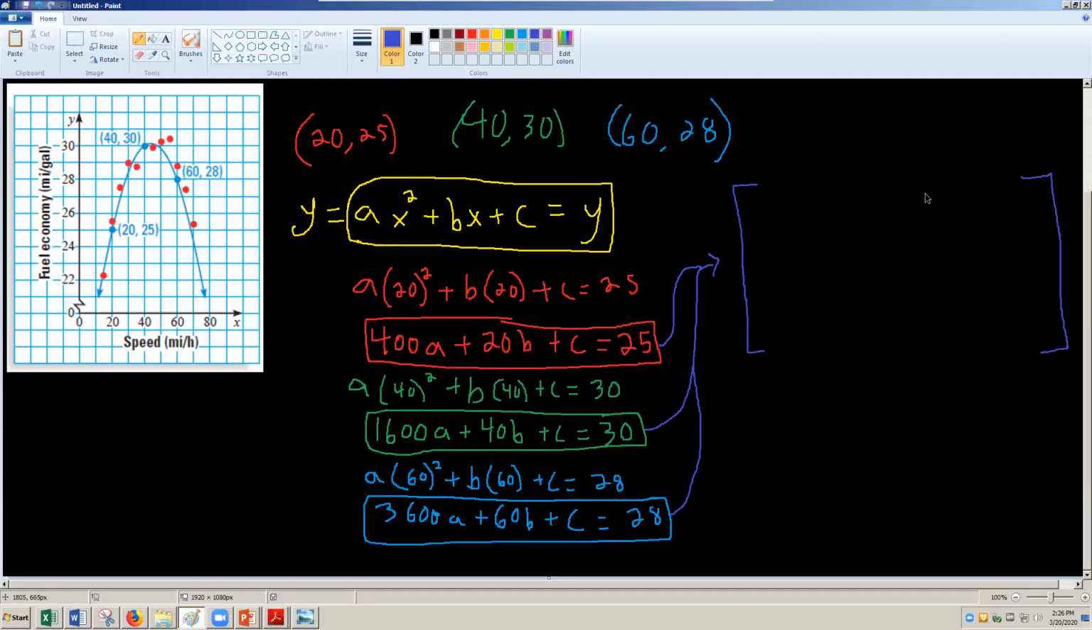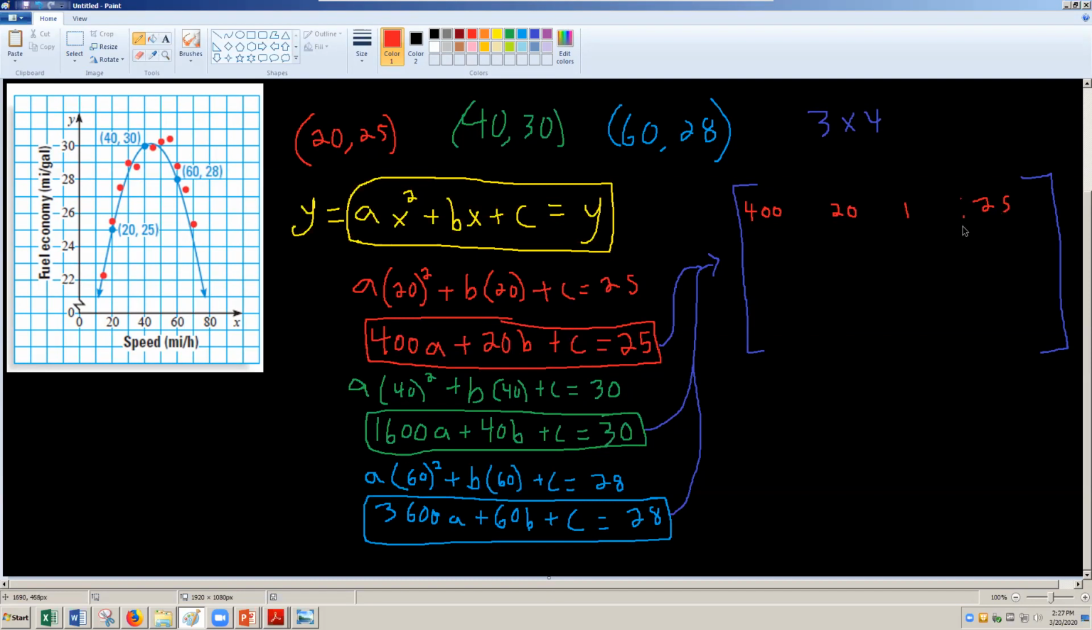My dimensions for this thing are going to be 3 by 4. As I look at these values, I've got 400A, 20B, and then 1C. So I should have 400, 20, 1, and then 25.